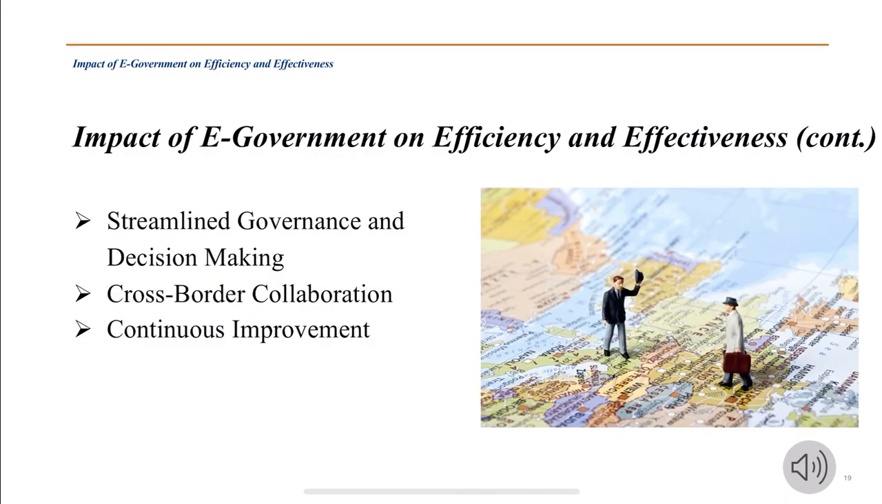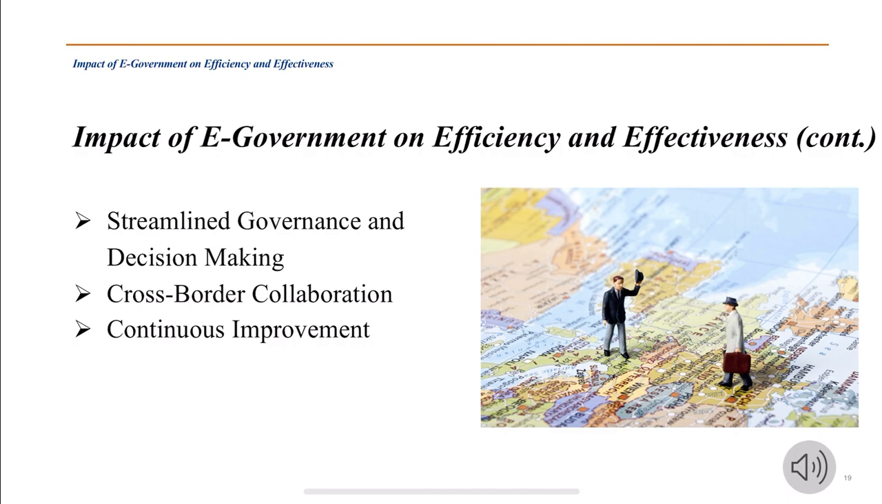Our final three examples begin with streamlined governance and decision-making. E-government provides decision-makers with access to timely and accurate data, enabling them to make informed and data-driven choices. This leads to better policy formulation, effective resource allocation, and improved governance.